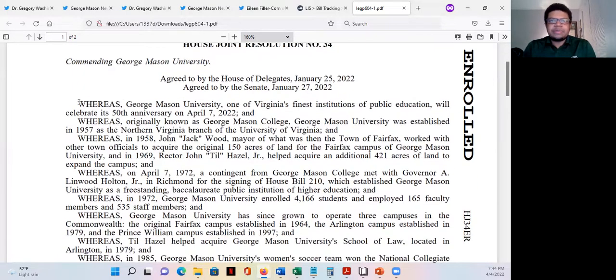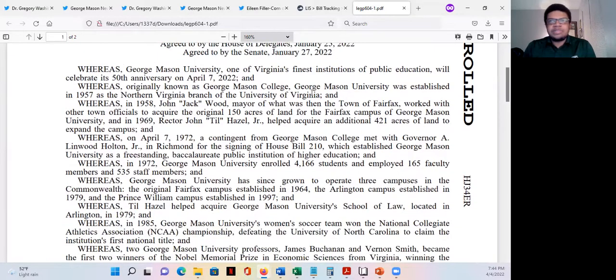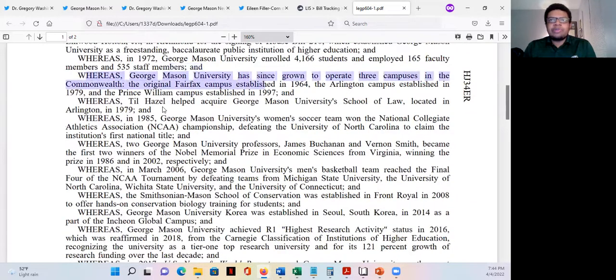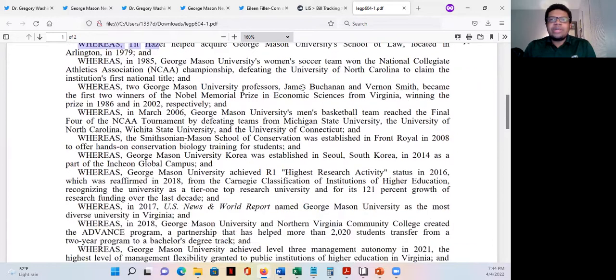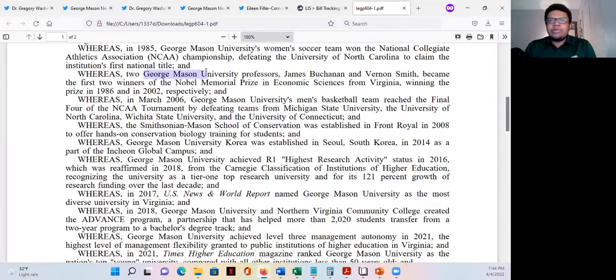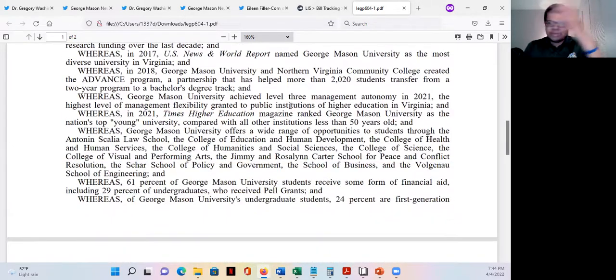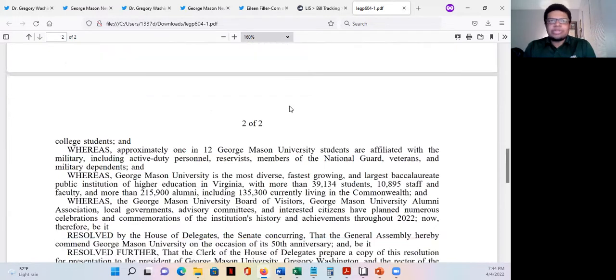So you have all these whereas clauses. Whereas George Mason is one of the finest institutions, and whereas it was originally established as a branch of UVA, and it's grown, and whereas there's a law school, and whereas two professors got Nobel Prizes in economics, whereas that, all these beautiful reasons, right? And we're going to get to your motion part.